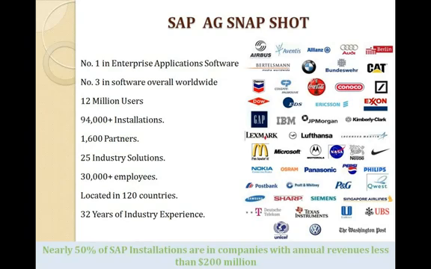So what are the 25 industries? A few of them we are going to see. And apart from that, 30,000 plus people are working on the SAP platform worldwide at the moment, and it is located in 120 countries.